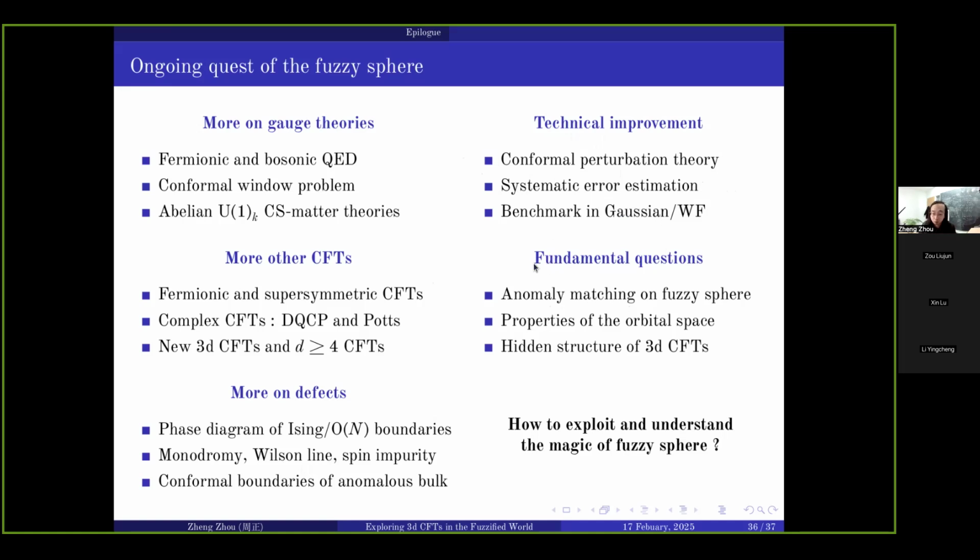Finally, there are more fundamental questions. For example, how to do anomaly matching on the fuzzy sphere? How do we interpret the properties of the orbital space? For example, the entanglement and the fluctuation in the orbital space. And the final question, are there any hidden structures that help us to understand the 3D CFTs? All these ongoing questions come down to how we can exploit and understand the magic of the fuzzy sphere.